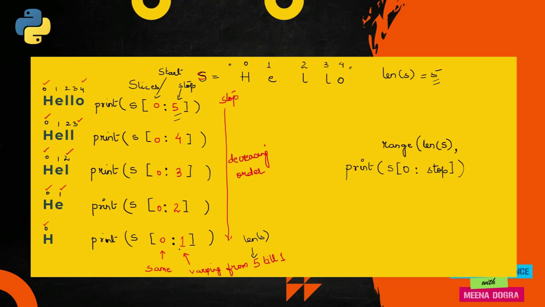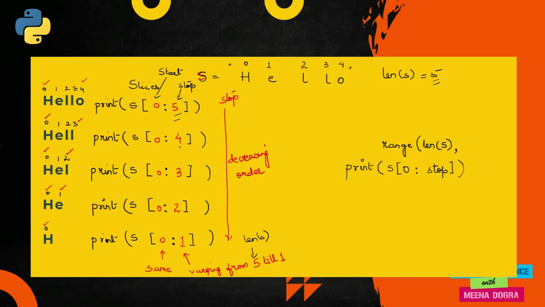Okay, I cannot write 0:0, bacha. I have to write 0:1, because with 0:0 you'll get an empty string. Whenever you mention the same start and stop values in a slice, you get an empty sequence. So it has to come till 1, but again for range also you have to bear in mind that it has to come till 1. So in range, what will you write?